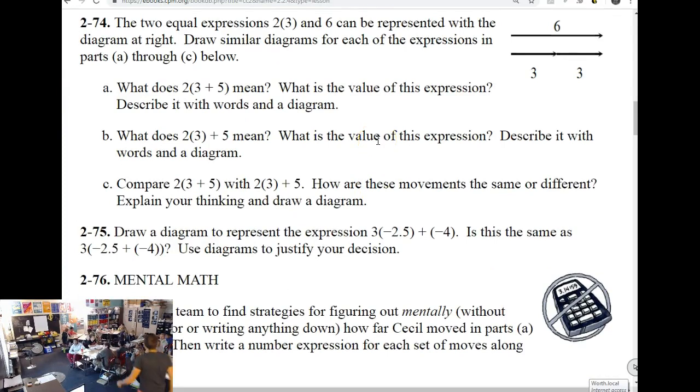Alright, now I just need you to listen right now. So hear me. Like really hear me. 2 times 3 plus 5. Now, I say that like a robot. 2 times 3 plus 5. Versus, like humans talk, 2 times 3 plus 5. Or 2 times 3 plus 5.